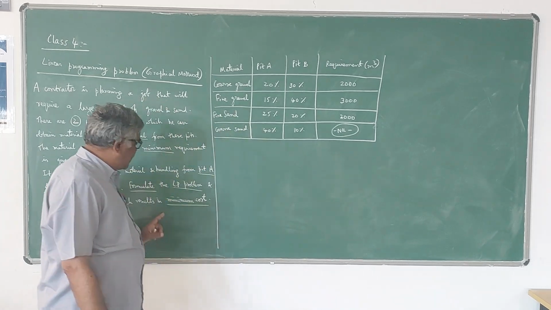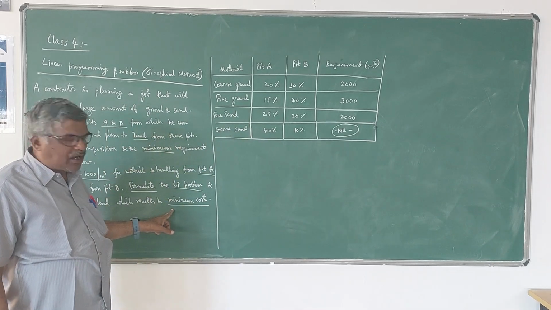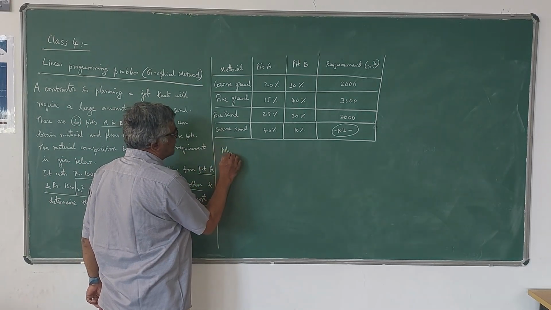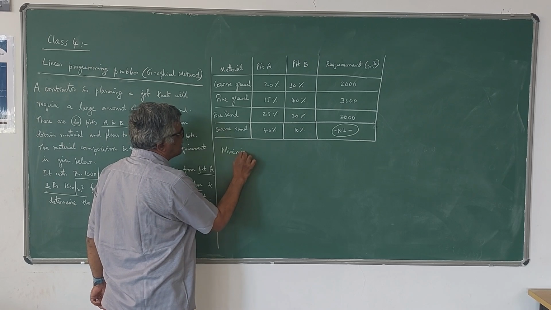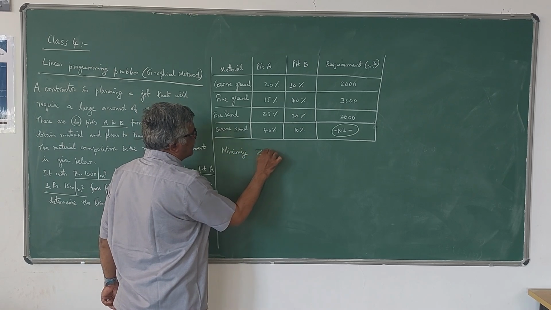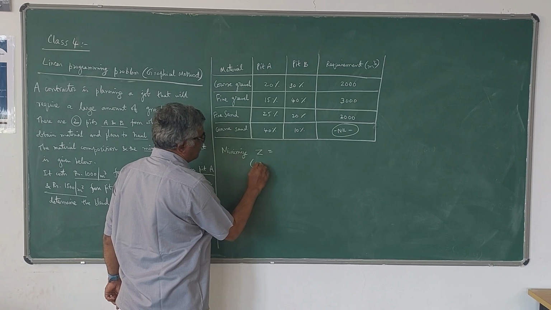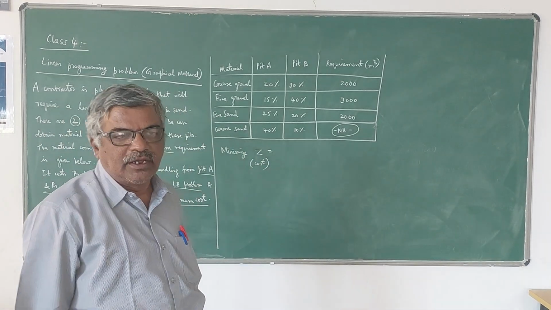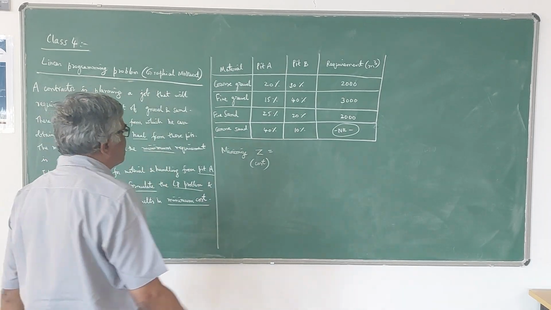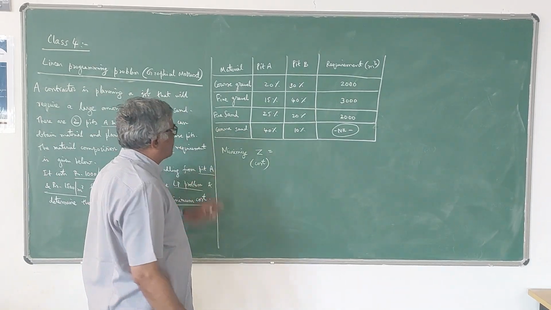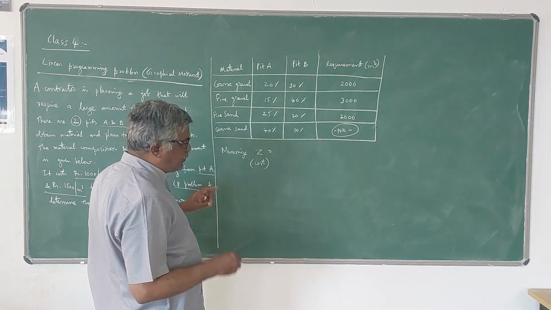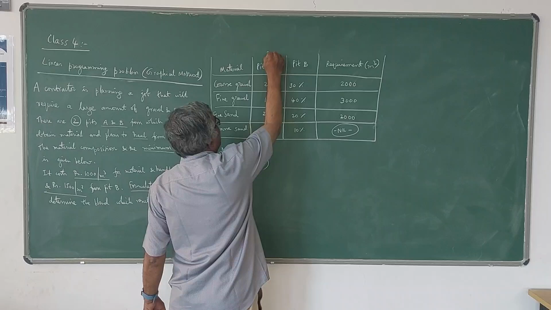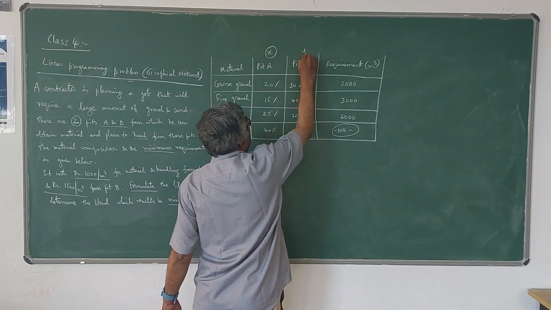So since it is a problem of minimization of the cost, let us formulate the problem like this: minimize Z. So Z is the cost. So we have to minimize this cost. In the last problem I have taken profit, so it is a maximization problem. This is a minimization problem, cost. Now we have to find out how much we have to take from pit A and how much we have to take from pit B.